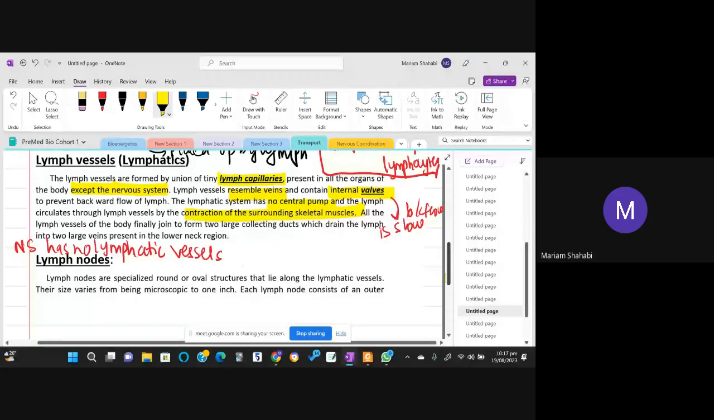All the lymph vessels of the body finally join to form two large conducting ducts, which drain the lymph into two large veins present in the lower neck region. The book gives this in very general terms, two large ducts. Punjab and Federal people, I want you to open your books and see exactly which region and which vein it is. Check the specifics and write them down along with your notes somewhere.